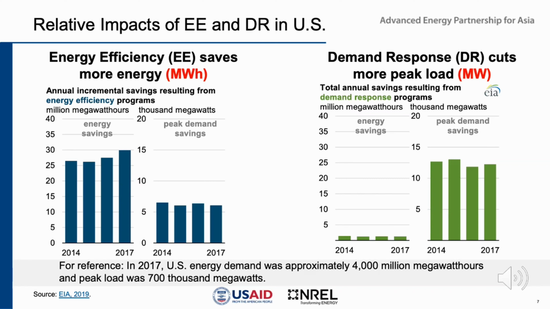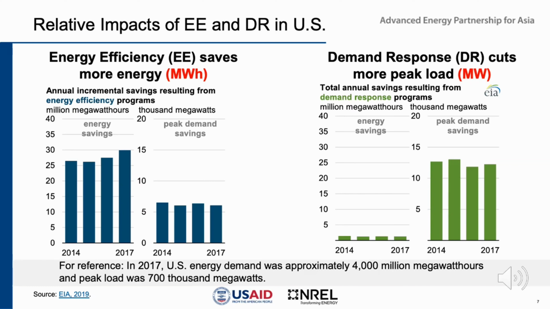Now, when you compare this to the national total of energy demand of 4,000 terawatt hours, it doesn't sound like much. 30 is much, much smaller than 4,000. But you must keep in mind that energy savings add up over time and are cumulative, so that over the long term, energy efficiency can have a significant impact on the amount of money needed to invest in new generation or new transmission.